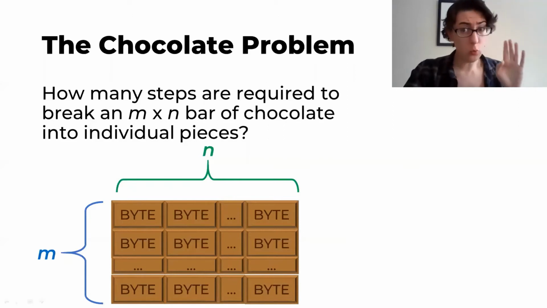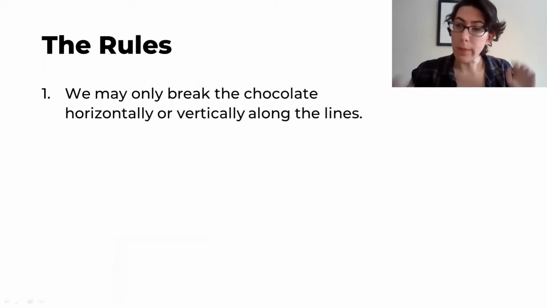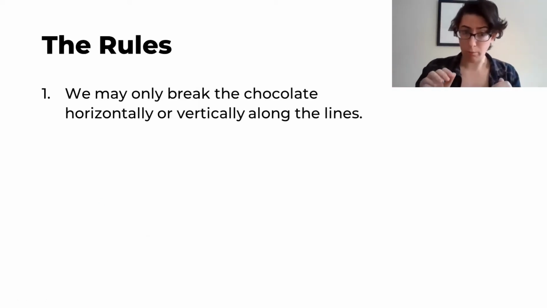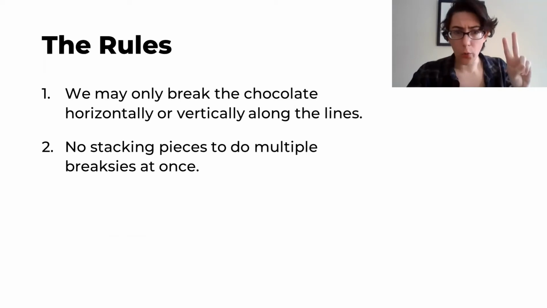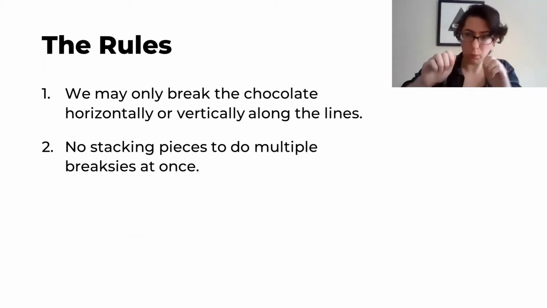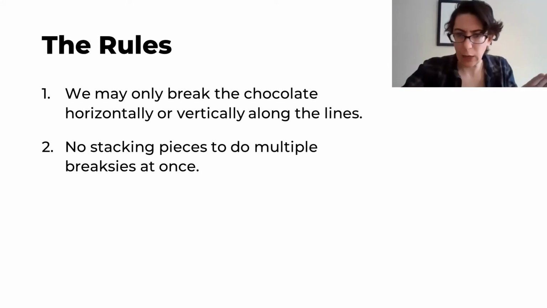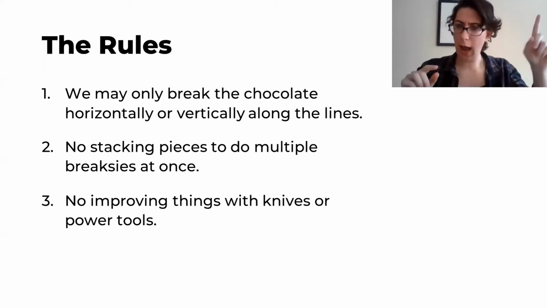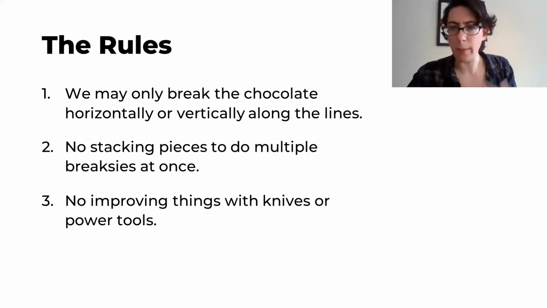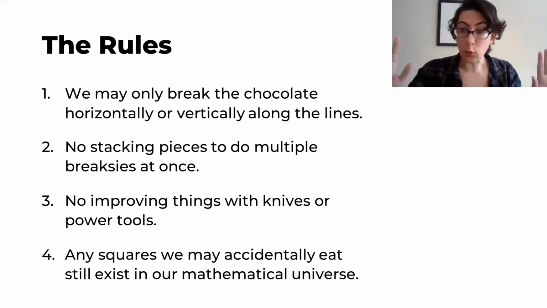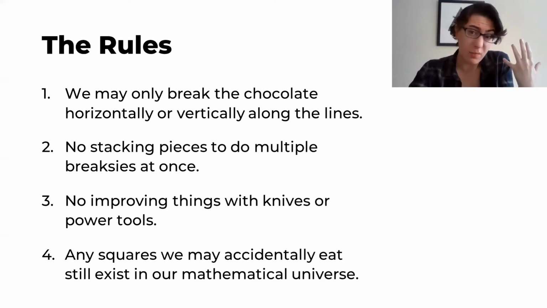So there are a few rules when we talk about breaking the chocolate bar. First of all, we may only break it along those horizontal or vertical lines that are built in. Second, no stacking pieces to do multiple breaks. That's not allowed. Third, no improving things with knives or power tools, not part of the problem. And fourth, any squares that we may accidentally eat still exist in our mathematical universe. Okay, let's get started on figuring out how to crack this problem.